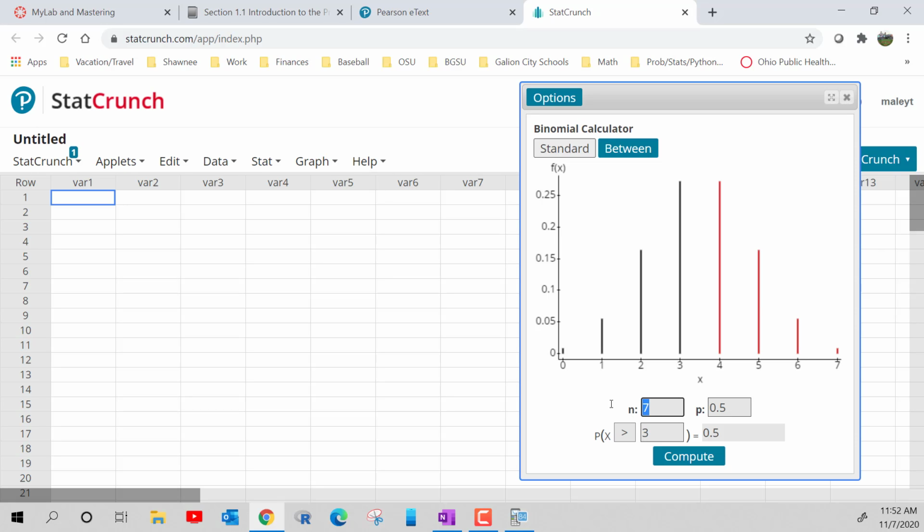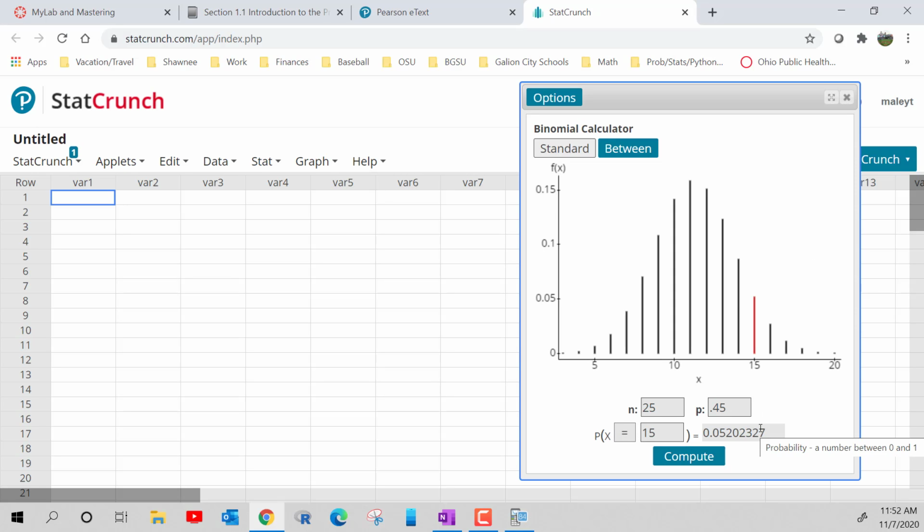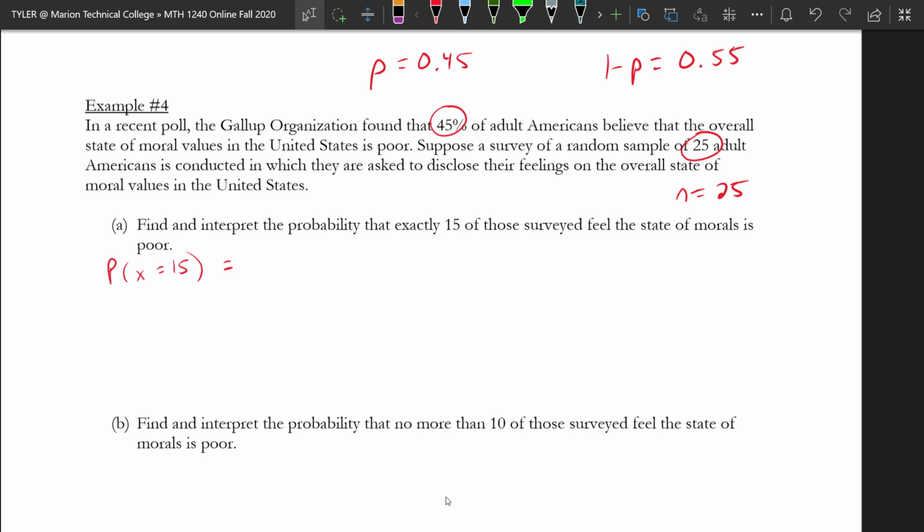Right, so my N value is 25, my P value is 0.45, and I'm trying to find when X equals 15. So we get that value from StatCrunch, 0.0520, if we go to 4 decimal spots. So then what we're asked to do is interpret that value. So let's make sense of what that number represents.